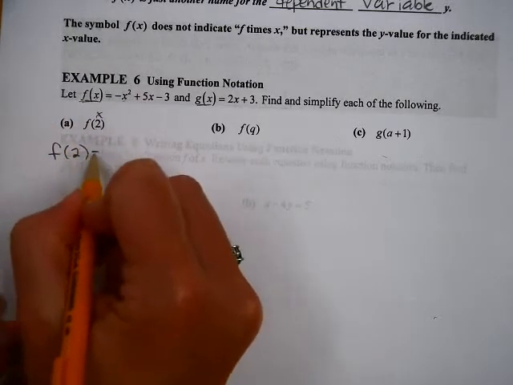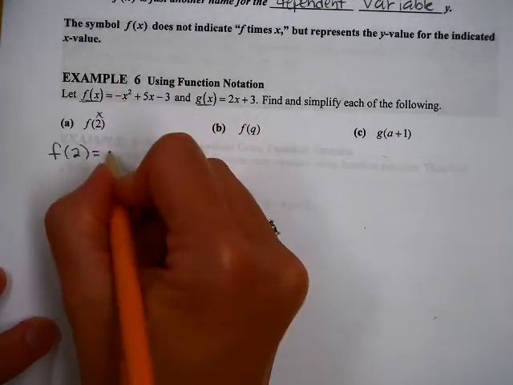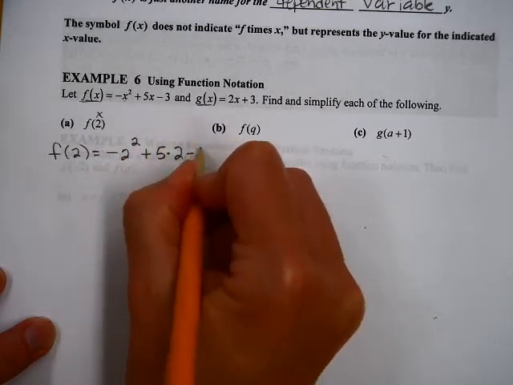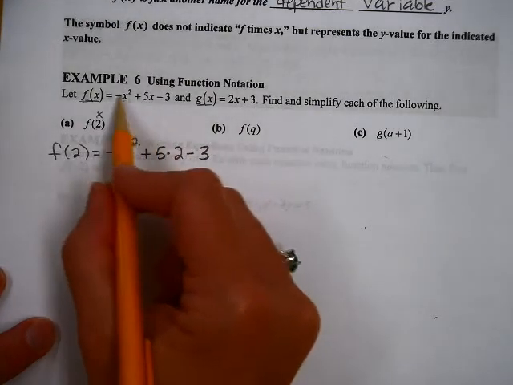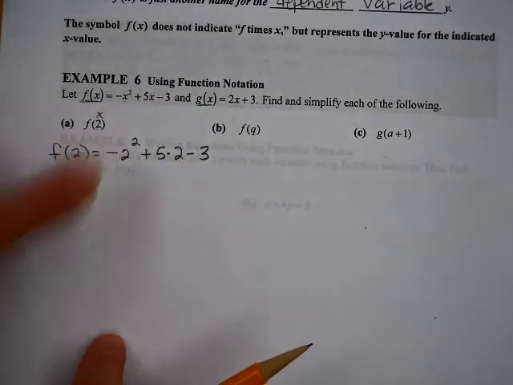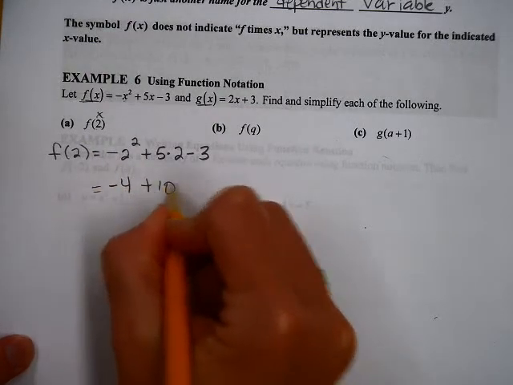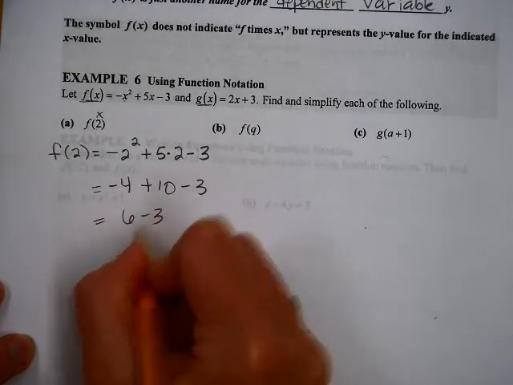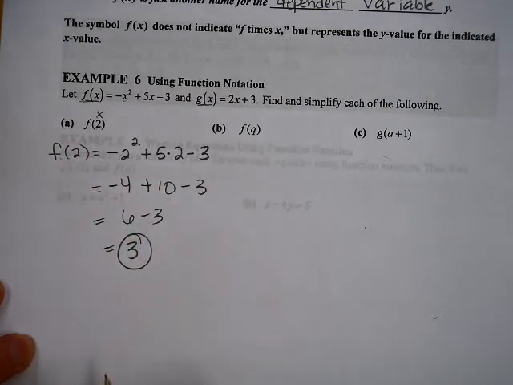f of 2 equals, now be careful here, this is not negative 2 in parentheses. This is negative 2 squared plus 5 times 2 minus 3. This is not negative 2 squared because there's no parentheses here. This is like negative and then 2 squared. So 2 squared is 4. This is negative 4 plus 10 minus 3. Negative 4 plus 10 is 6. 6 minus 3 is 3. So f of 2 is 3.